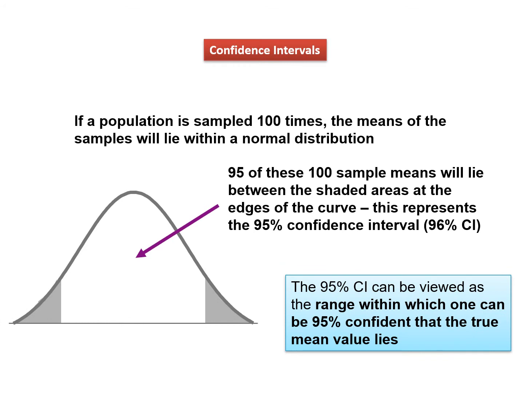Let's now talk about confidence intervals. So if a population is sampled 100 times, the means of the samples will lie within a normal distribution. 95 of these 100 sample means will lie between the shaded areas at the edges of the curve. This represents the 95% confidence interval. The 95% confidence interval can be viewed as the range within which one can be 95% confident that the true mean value lies.